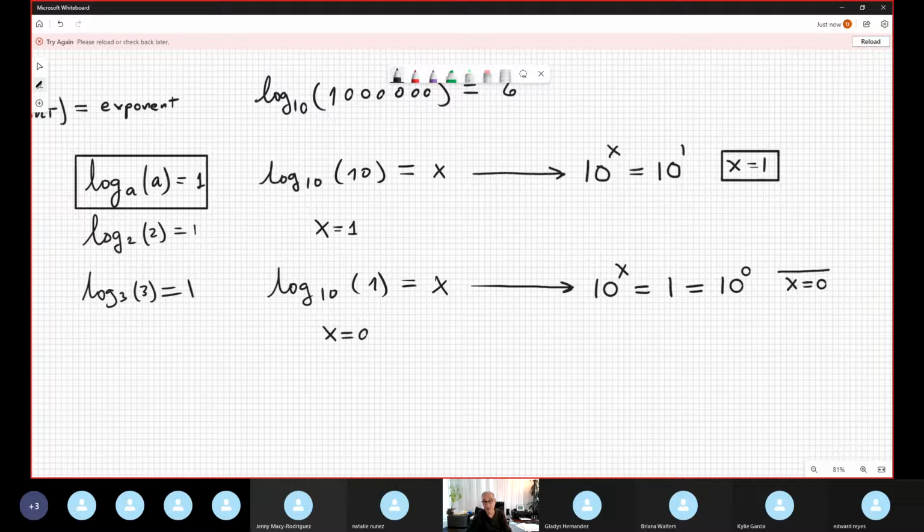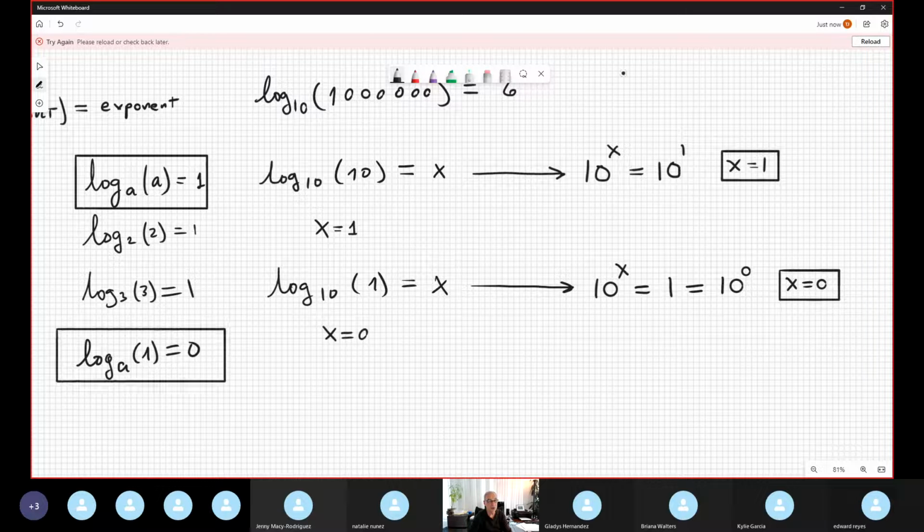Keep in mind another important property. Let me summarize again: logarithm of any base of 1 is equal to 0. Wow, amazing. The student taking this class needs to know by memory property 1 and property 2.